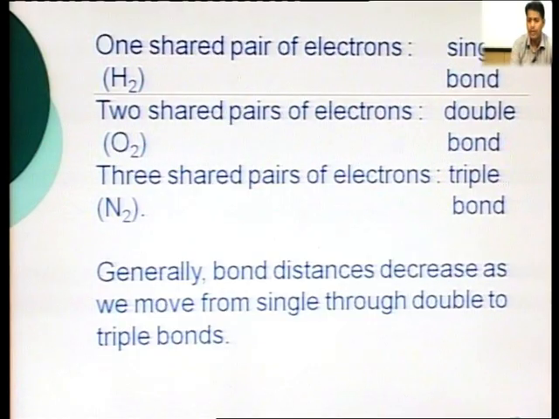One shared pair of electrons, single bond, for example hydrogen; 2 shared pairs of electrons, double bond, for example oxygen; 3 shared pairs of electrons, nitrogen, triple bond. Generally bond distance decreases as we move from single through double to triple bond. So, which of these 3 has least bond distance? This is nitrogen. Nitrogen has least bond distance.